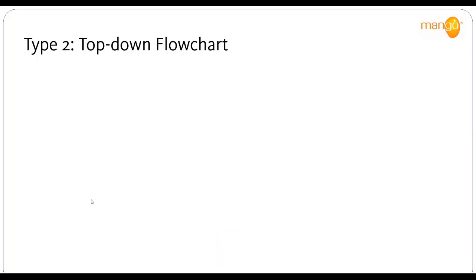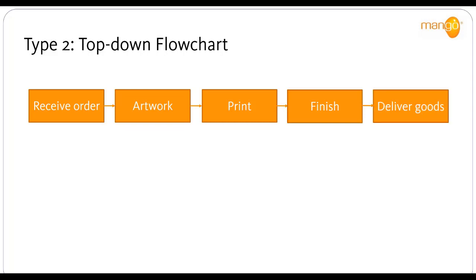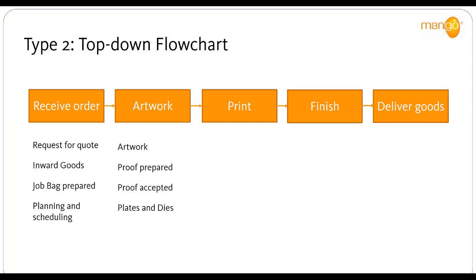The second one is a top down, so it's basically the same. They receive the order, they do some artwork, they print it, they finish it, and then they deliver it. You go into a bit more detail. Inside of receiving the order, you get requests for quotes, there's inwards goods involved, they prepare a job bag, and there's some planning and some scheduling going on at that first stage.